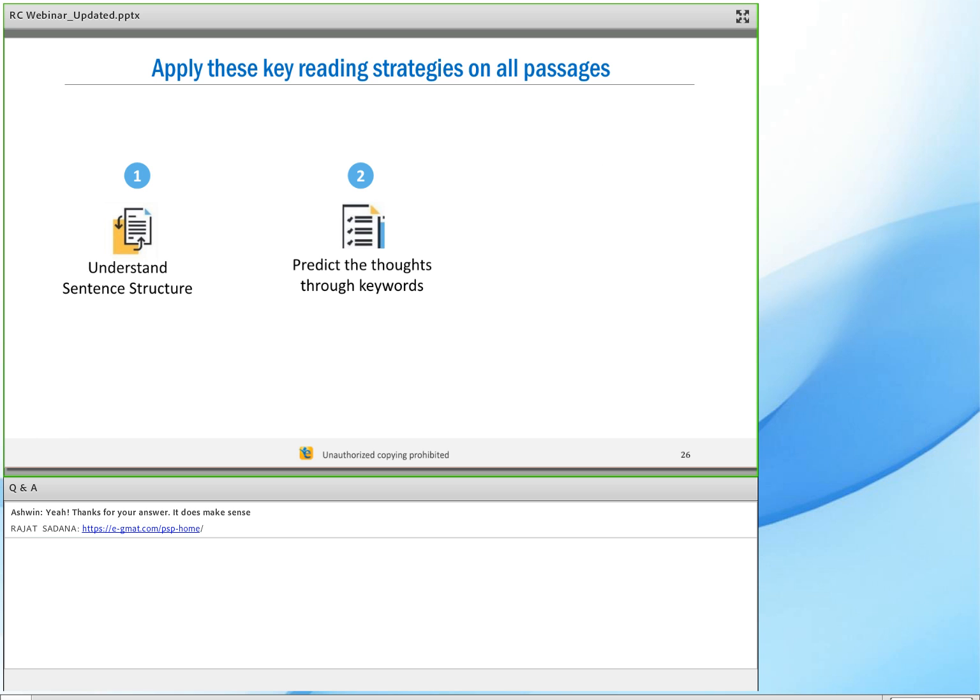The second is to predict what the author is going to be saying. Why? Because the GMAT RC passages are written very carefully. Every word is there for a purpose. Understand the purpose, and the words where you can easily predict or infer the purpose are keywords. So you can predict the author's thoughts through keywords. And then you want to make sure that you prevent information overload. As you're reading a certain amount of text and you feel that there's been an information overload, you actually summarize and predict.